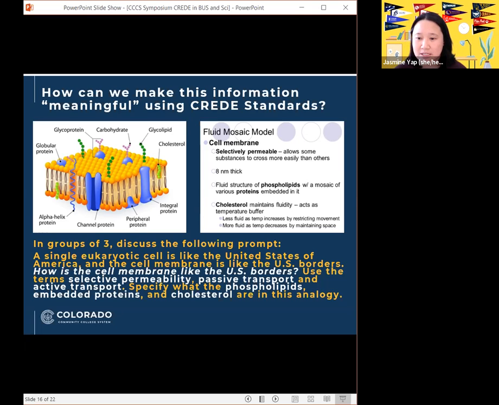Here's the prompt. A single eukaryotic cell is like the United States of America, and the cell membrane is like the US borders. How is the cell membrane like the US borders? Use the terms, so here we're working on language and literacy development: selective permeability, passive transport, and active transport. Specify what the phospholipids, embedded proteins, and cholesterol are in your analogy. So people are working in groups.